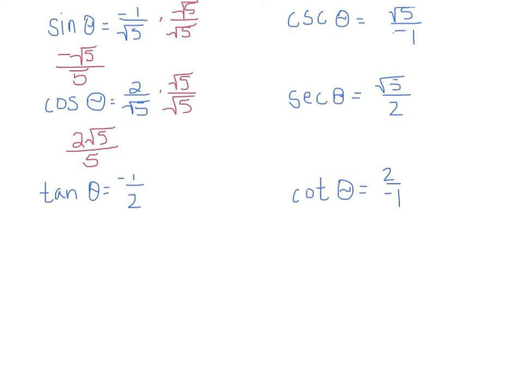Tangent is perfectly fine. This cosecant, we don't usually put negative values in the denominator. We usually bring them up. So this could be negative square root of 5 over 1, but since the denominator is 1, it can simply be negative square root of 5. Secant is fine. Cotangent, we would do the same thing. Negative 2 over 1, or simply -2.